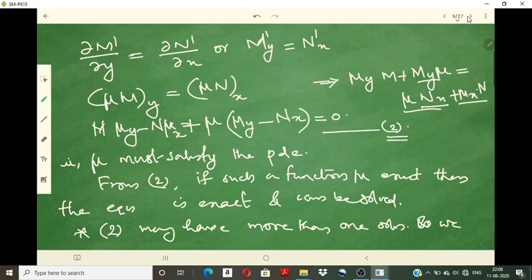So by finding the solution of this equation number 2, if such a function exists, then the given equation can be made exact. And sometimes this equation may have more than one solution. In that case, any one of them we can choose as an integrating factor.